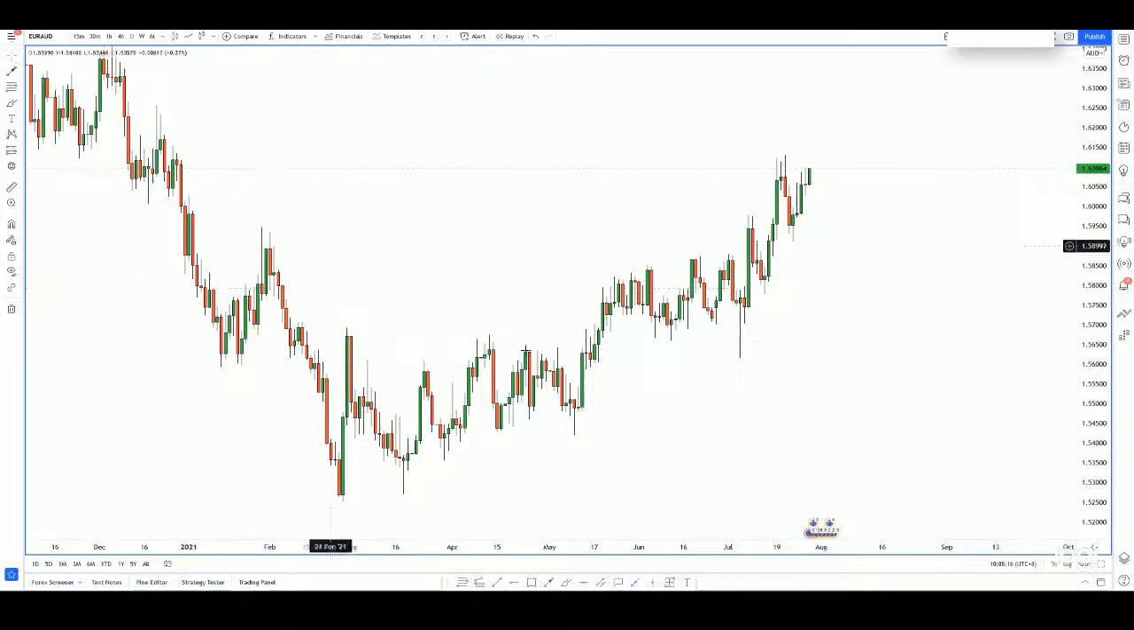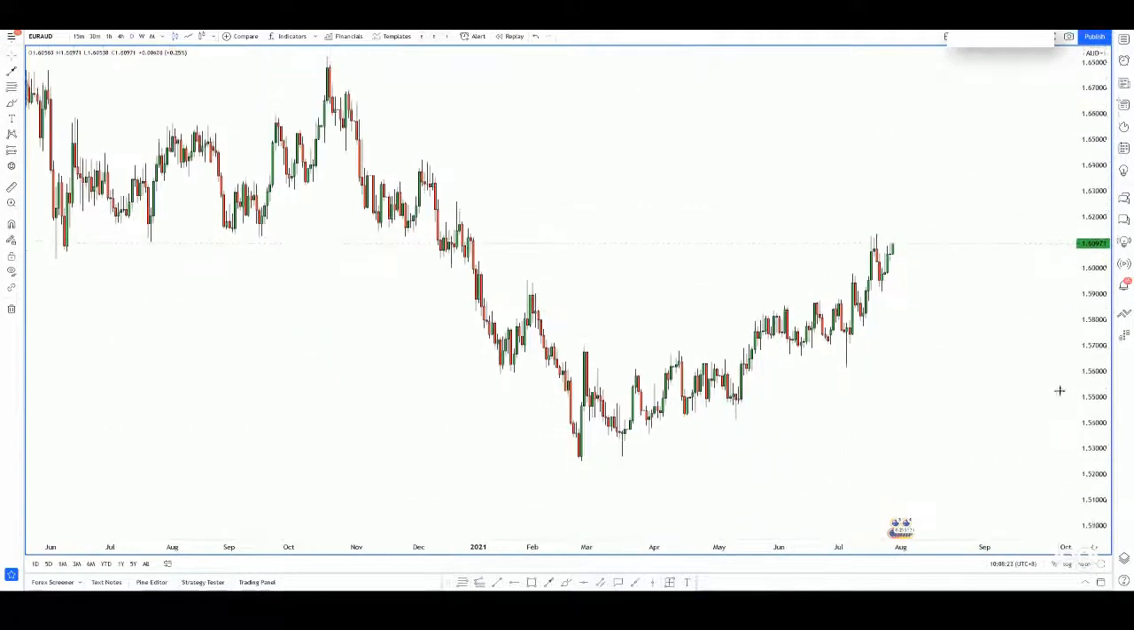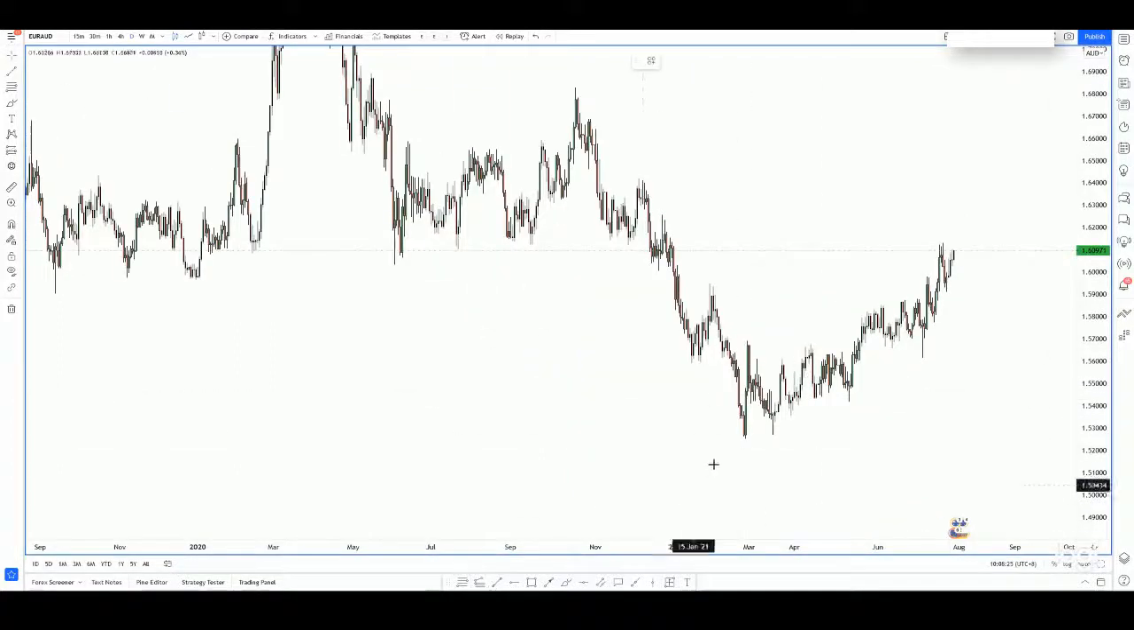Right, I want to show you guys on the daily, very clear uptrend. Okay, price is making higher highs and higher lows. So right, very clear uptrend of the reversal over here. Price on the daily has also broken out of this triangle pattern, right?